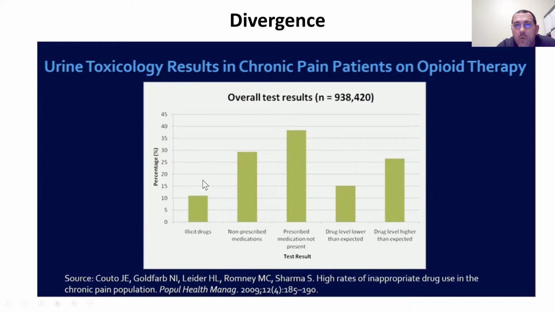We find that with urine drug testing, up to approximately 10% of patients have illicit drugs in their urine. Almost 30% of patients have non-prescribed medications. Almost 40% of patients have prescribed medication not present. 15% of patients can have drug levels lower than expected, and a little more than 25% have drug levels higher than expected. So for patients who might be on chronic opioid therapy, it is important that we have regular urine drug testing, and that's why this slide was shown.